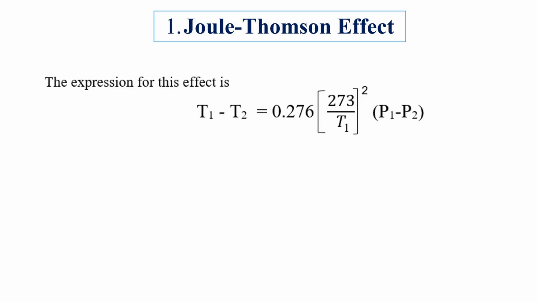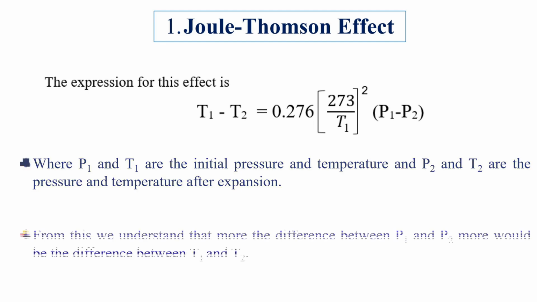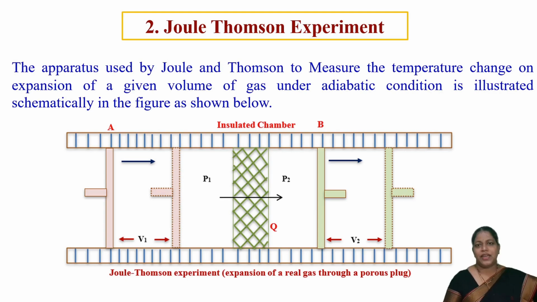The expression for this effect is as shown in the figure, where P1 and T1 are the initial pressure and temperature, and P2 and T2 are the pressure and temperature after expansion of real gas or liquid. From this, we understand that the more the difference between P1 and P2, the more would be the difference between T1 and T2. Now, let us understand the experiment that was conducted by the scientists Joule and Thomson under adiabatic conditions for the expansion of real gases.